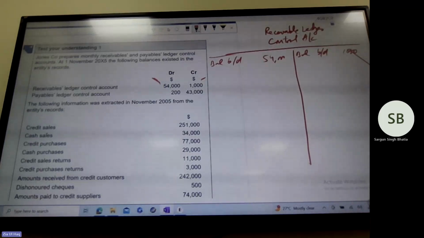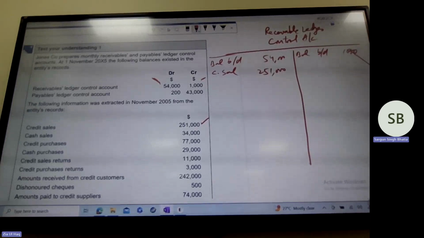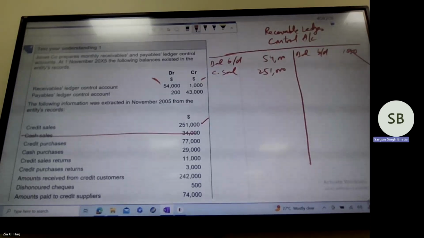Credit sales: receivable debit, sales credit. So credit sales will come here, in the debit, 251,000. Cash sales. Do we need to record cash sales? No, sir. Ignore this.